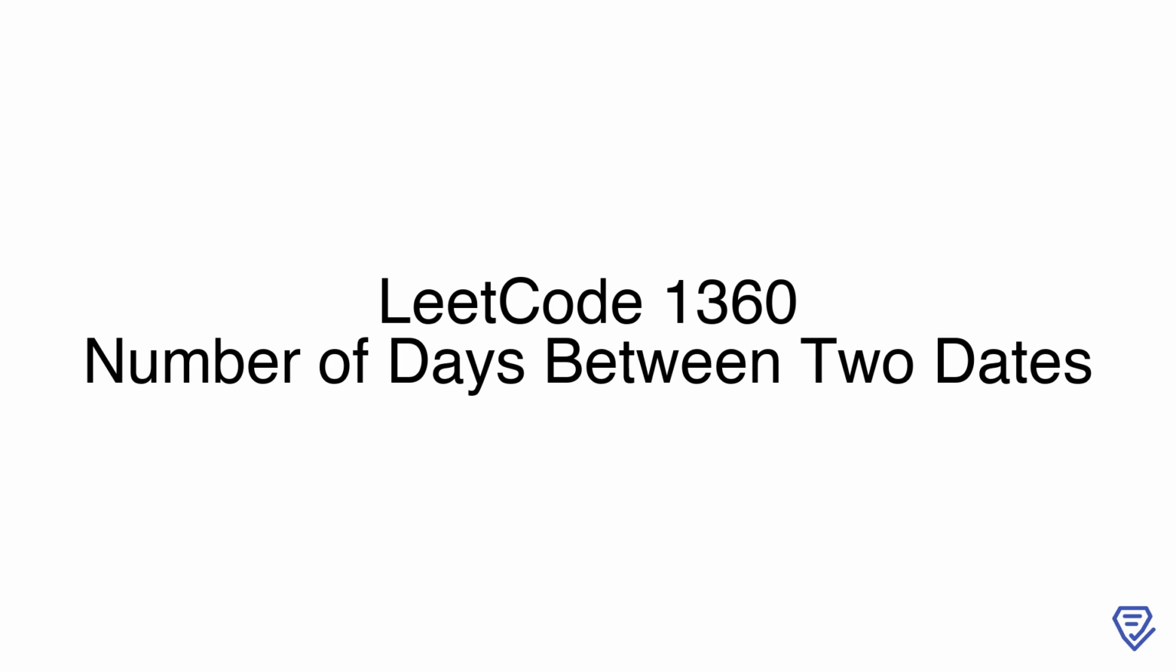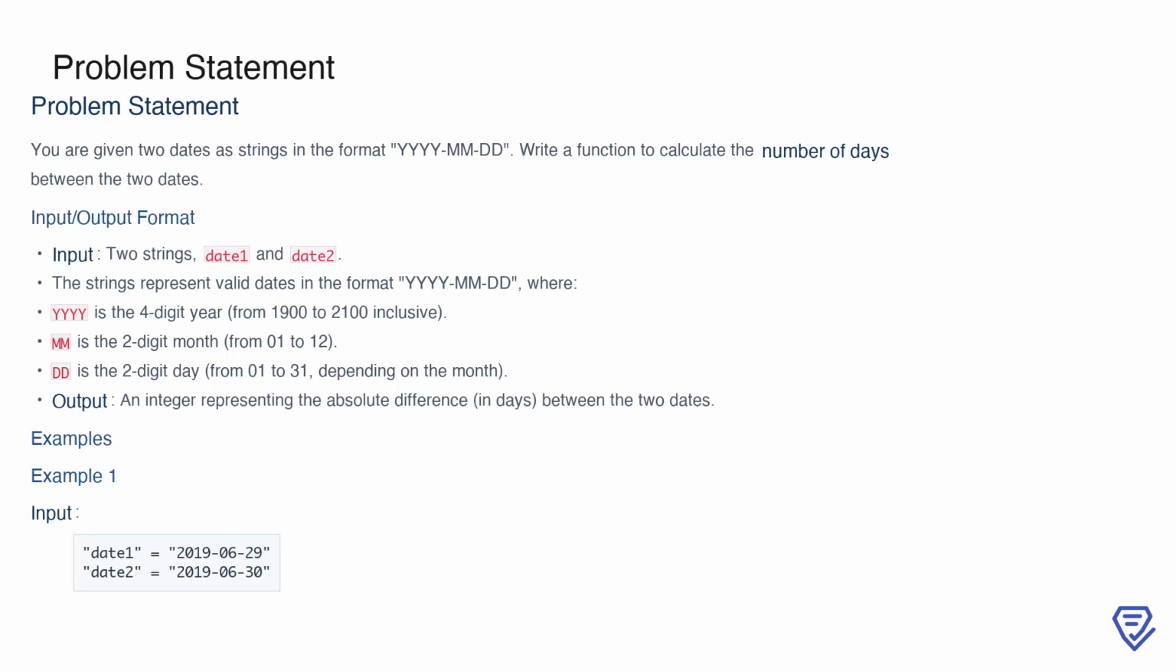Let's dive in. In this problem, you're given two dates as strings in the format YYYY-MM-DD, and the task is to write a function that calculates the number of days between these two dates. The input consists of two strings, date 1 and date 2, which represent valid dates. The format ensures that the year is a 4-digit number between 1900 and 2100, the month is a 2-digit number from 01 to 12, and the day is a 2-digit number that's valid for that particular month.